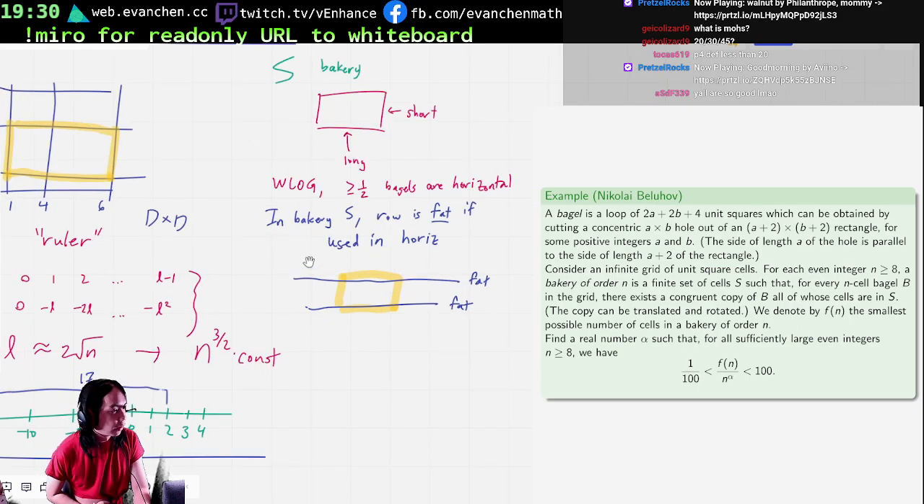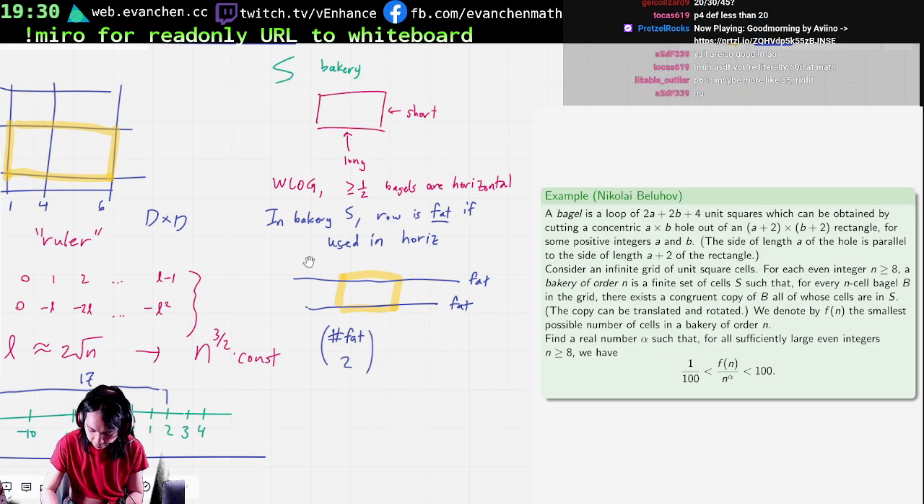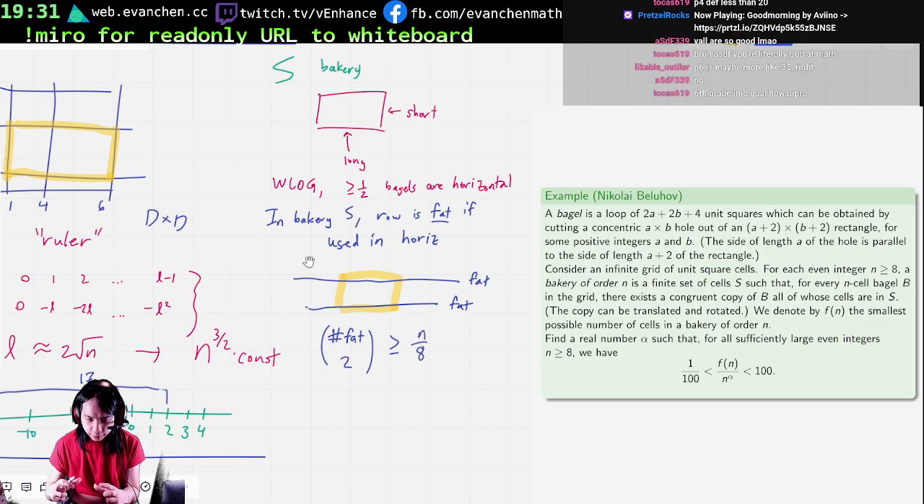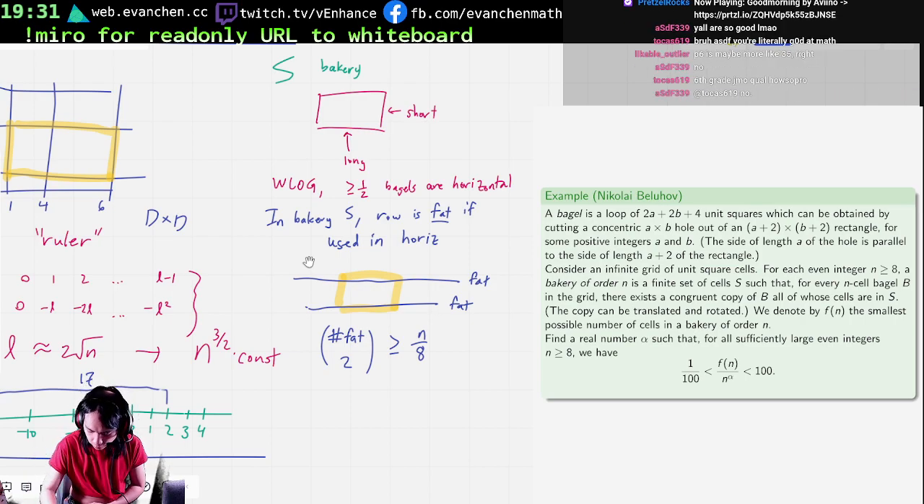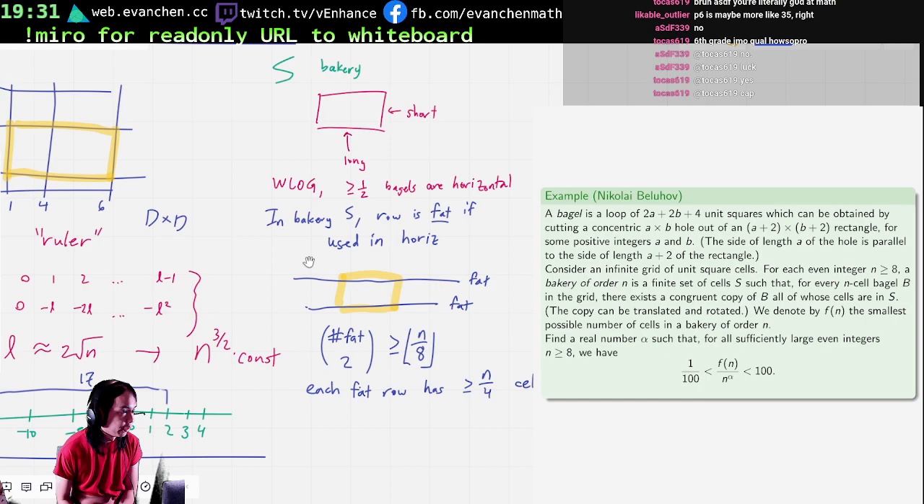Okay, so on the one hand, the number of fat rows choose 2 has to be at least like n over 8, because for every distance from 1 up, there are bagels whose short side has that length. On the other hand, each fat row has at least like n over 4 cells, because that's how many cells are in the bagel.